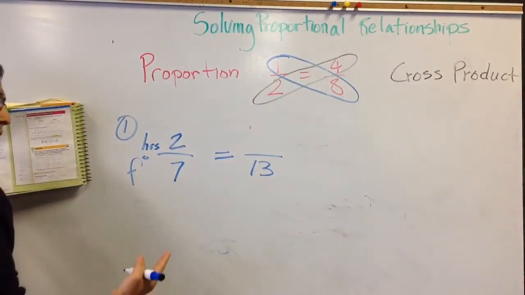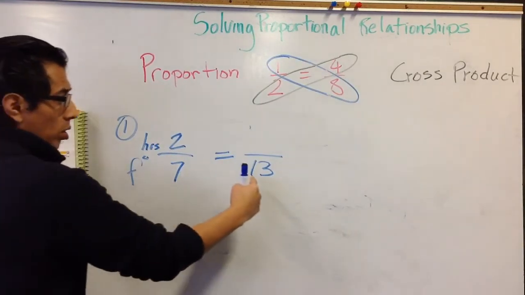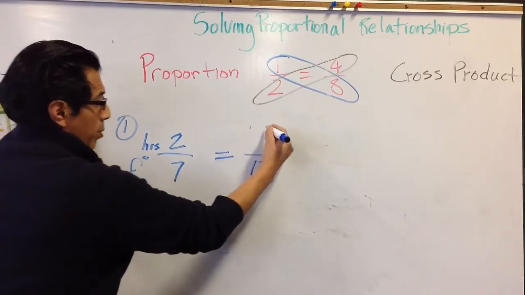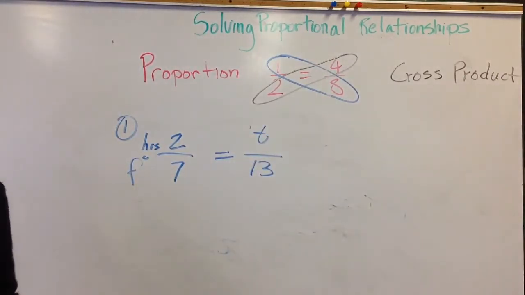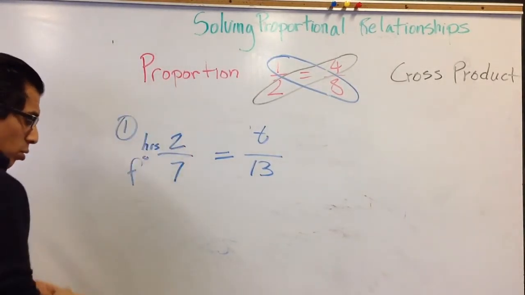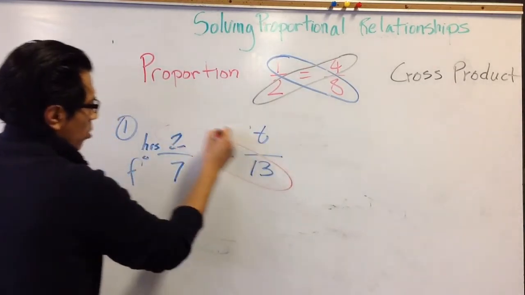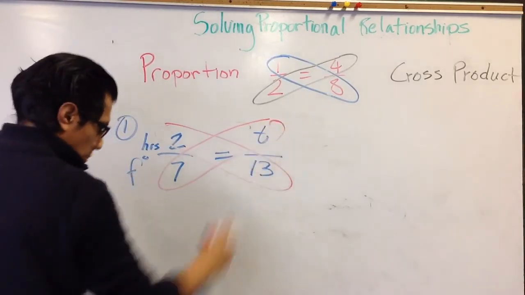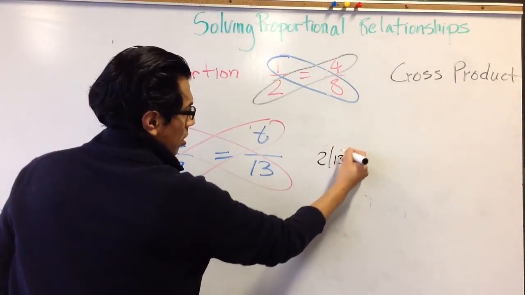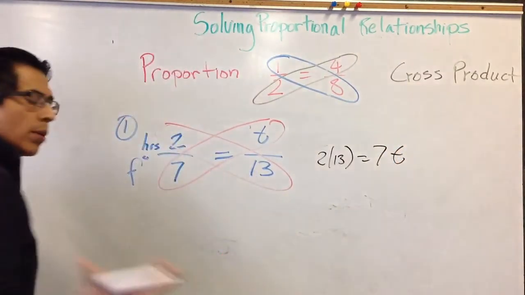And what they're asking is: how long? We have 2 hours, it rises 7 degrees. How long will it take to get to 13 degrees? So they want to know the time, so I'm going to put t here. Now, you see how it's not friendly to go from 7 to 13? I could go down the unit rate and solve it that way, but look at this. We know that cross products, if they're proportional, are equal. Therefore, let's do it. 2 times 13 equals 7 times t. Is that an algebraic problem that you're used to?